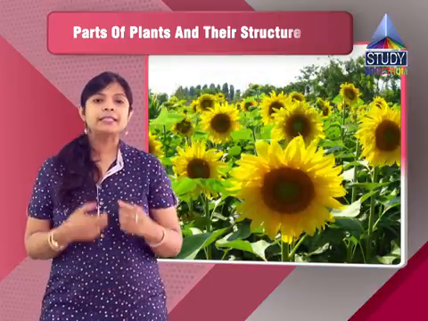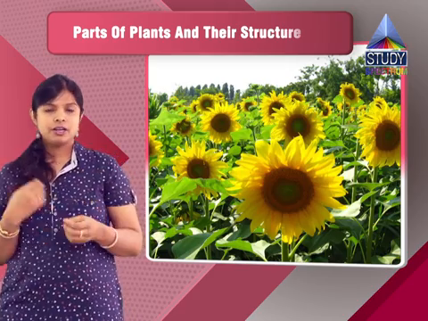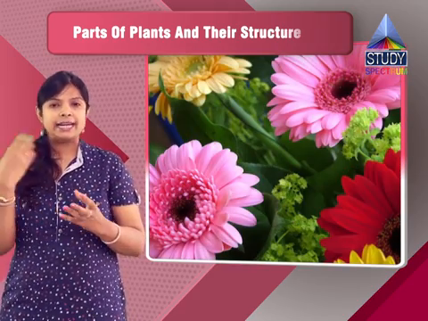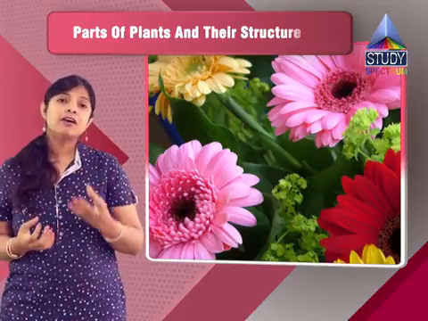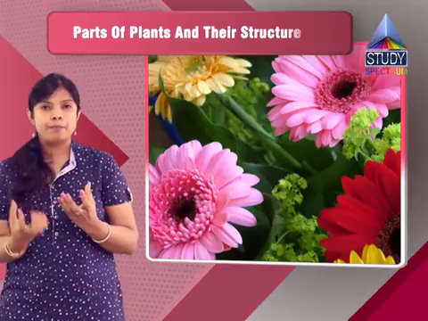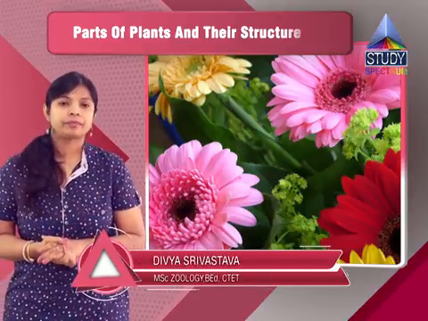So what happens here? There is a stalk of a flower. It can be long or short. It attaches to the stem at one end, and at the other end it is a flower. So here the flower ends in a broad and bulging structure that is called the thalamus.